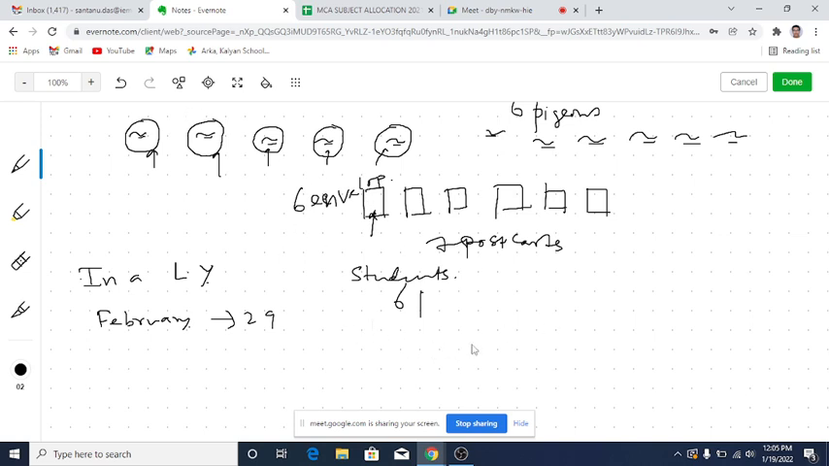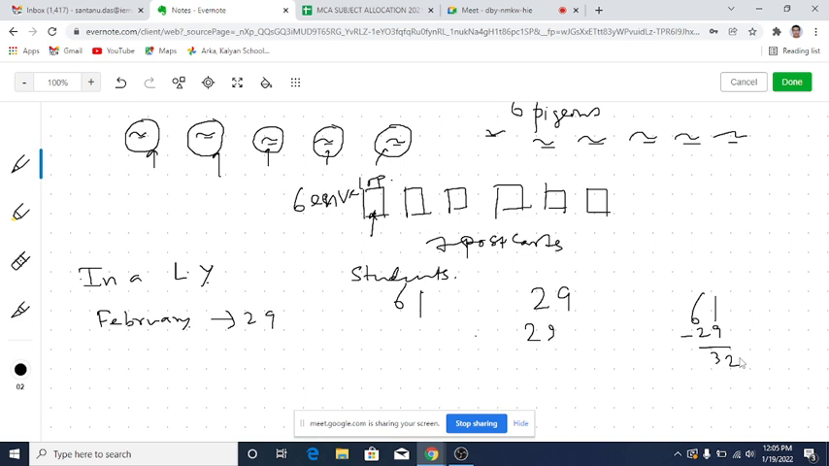If you use the pigeonhole principle, then 29 students are there. In each of the days, if I consider the birthday of one student, then there will be a total of 29 students. Then how many leftover students will be there? 61 minus 29, then there will be 32 students. Is that clear? Yes, clear.